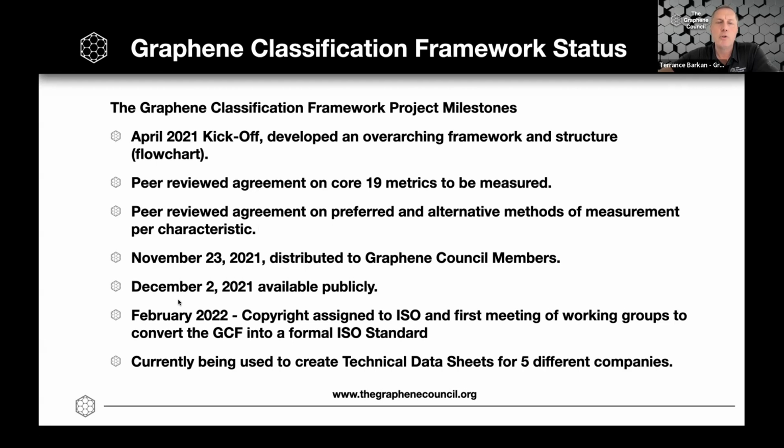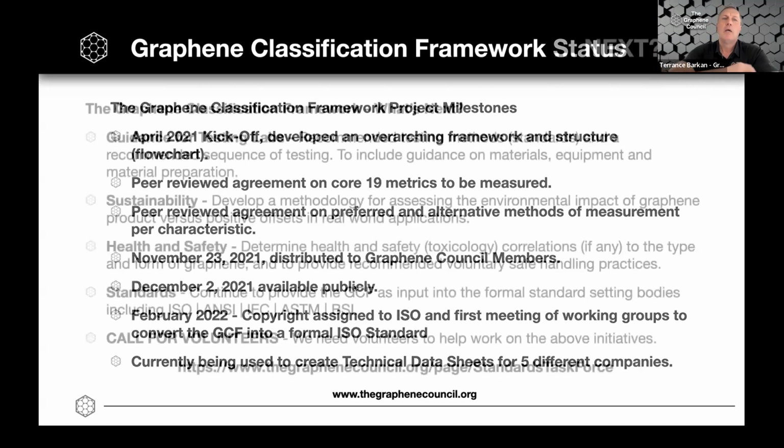And now what we are doing is a series of material characterization testing. And the end result is we are going to produce, we as the Graphene Council, together with laboratories that we work with to do the actual testing, we are then going to deliver technical data sheets for 5 different companies. This is what we're working on today, right now, based on the Graphene Classification Framework. So this is more than theoretical. We are putting this into practice and into commercial use.